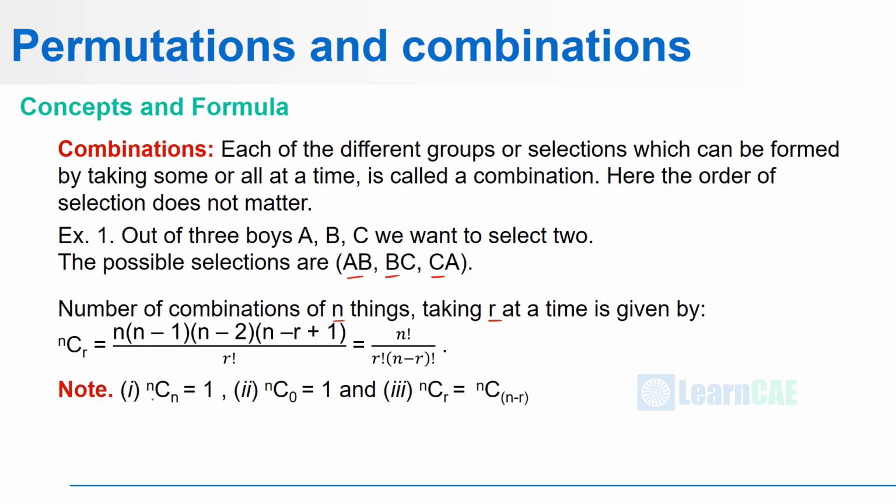And please note that nCn is equal to 1 and nC0 is equal to 1 and nCr is equal to nC(n minus r). For example, 7C2 is equal to 7C5.